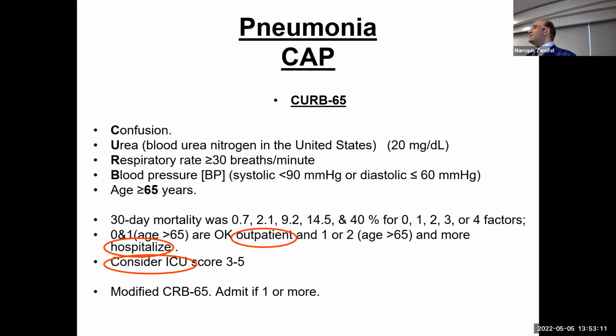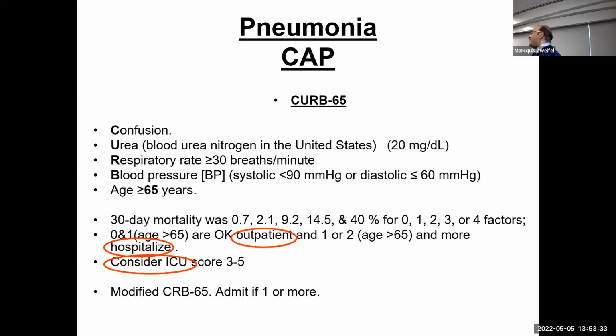Everybody's familiar with CURB-65. I used to initially get confused which is 20, which is 30. The urea is 20, respiratory rate is 30, or the opposite. So numbers go up. So 20, 30, 90 to make it easy for you to remember. Okay. What's 65? Age. Okay.